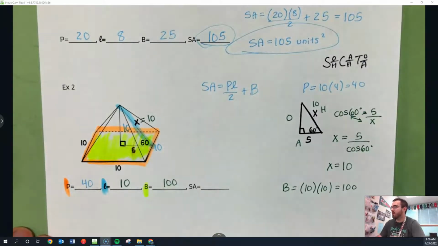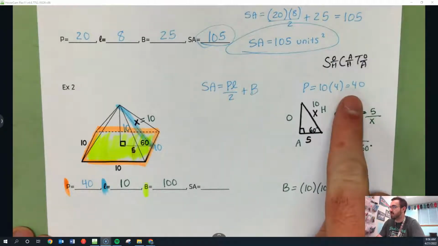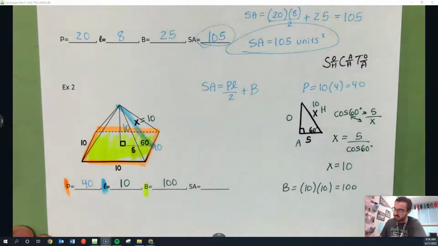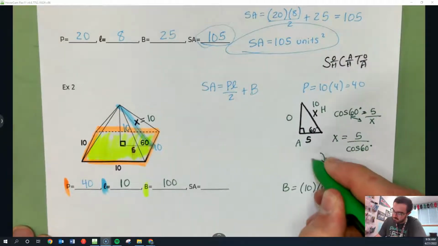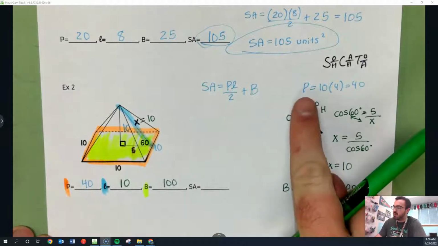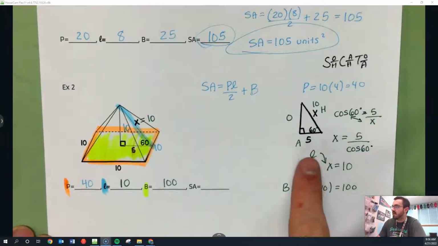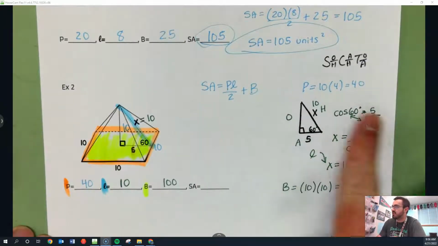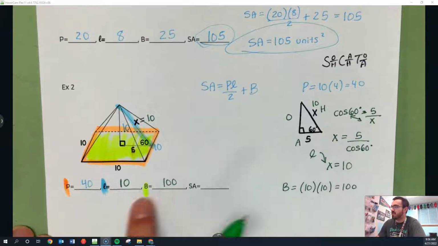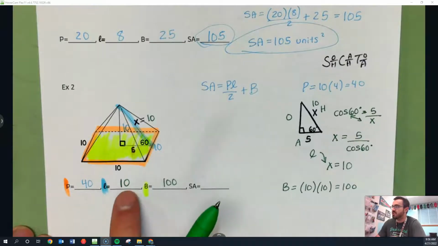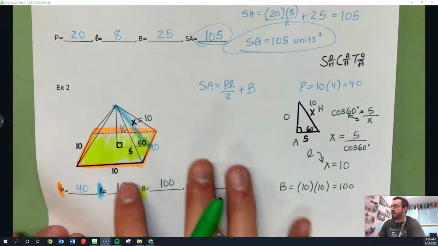Okay. So I know my perimeter is 40. By the way, this is my slant height, right? Okay, so I know my perimeter is 40. I knew my slant height was 10 using trig, and my area of my base was 100. These two are pretty simple. This one I just used trig. Don't freak out. Okay, let's keep going.